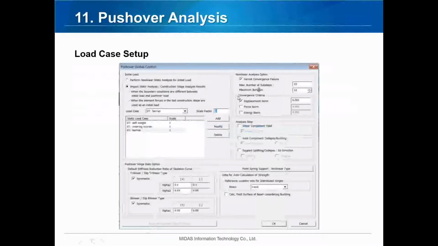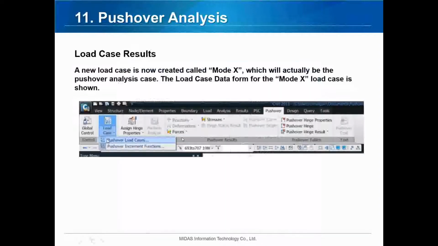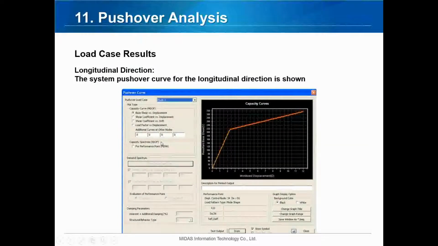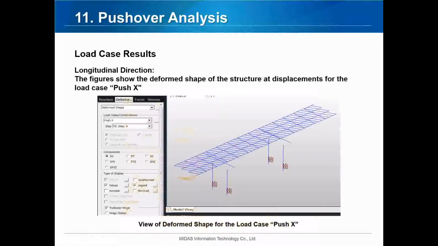So after we had our load cases set up for the pushover analysis, as I mentioned, we ran our analysis, and in the longitudinal direction, we came up with the pushover curve. Our pushover curve, as you can see here, looks like so. And our capacity basically was right over here where the curve changes. Similarly, we did the same thing for the y direction.